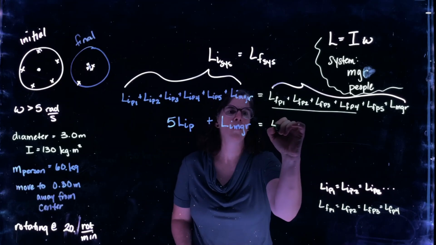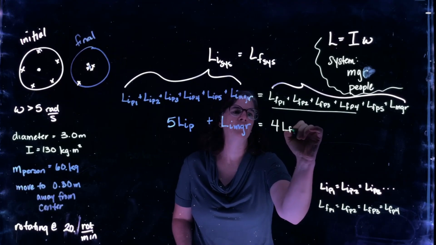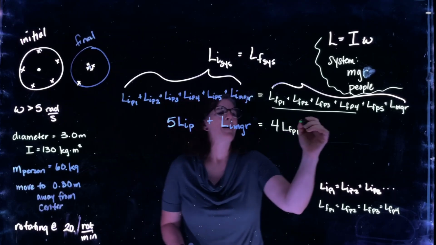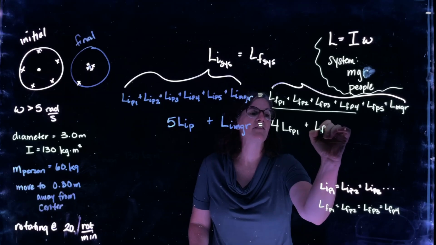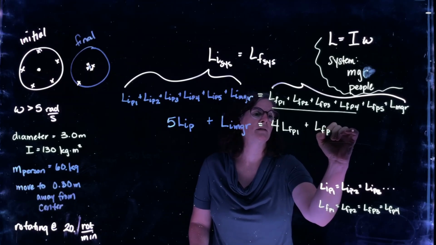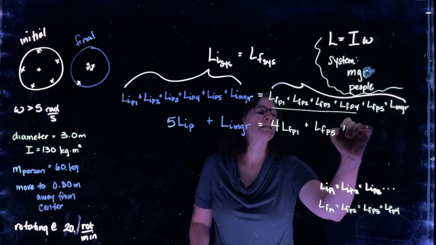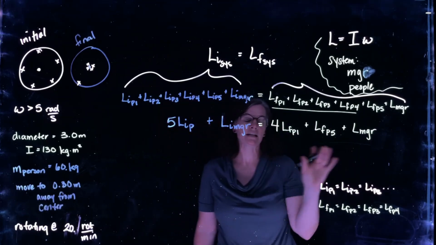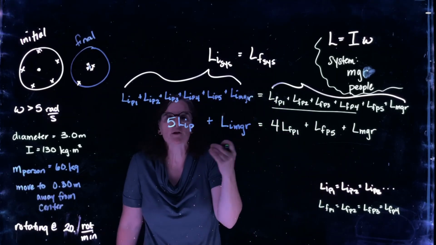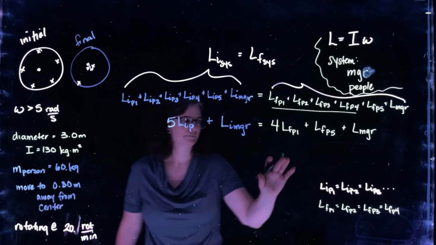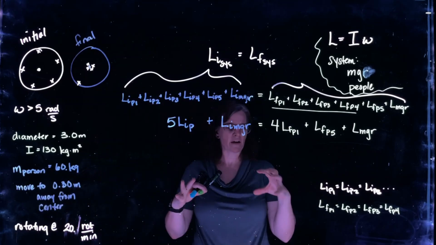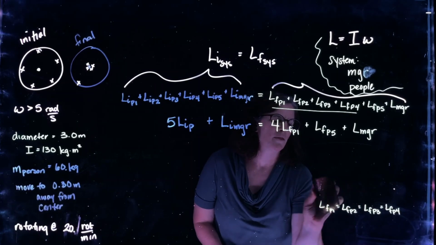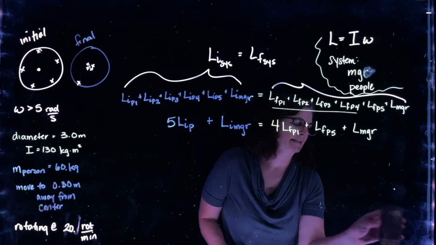So I have 4 L final of person, and I'm going to designate this one person 1, plus I have my final angular momentum of person 5, plus I have the angular momentum of the merry-go-round. So slightly different on the end side because the people are in a different situation. They're in a different location. All right, so we've kind of simplified our system a little bit. And now we can explore what those angular momentums look like.